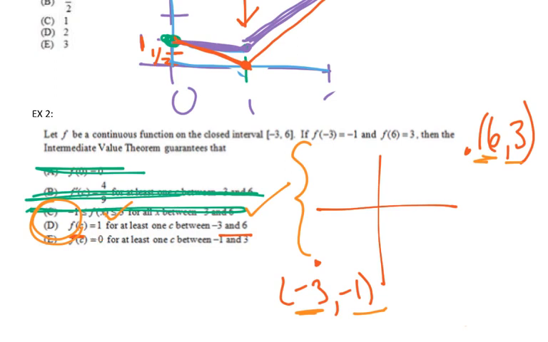Why isn't it E? Well, it asks about guaranteeing a y value of 0. That would actually be okay because 0 is between -1 and 3, but it places it between the x values of -1 and 3, which is a much smaller interval. The IVT doesn't guarantee that it'll happen between -1 and 3. It guarantees it between -3 and 6.